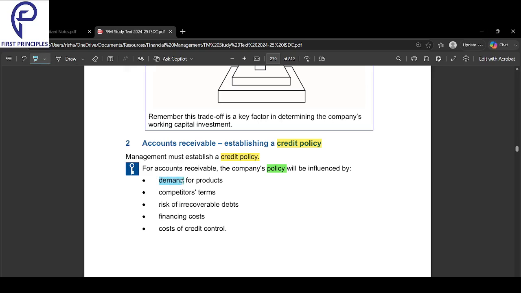If your demand is low, give a more generous policy. If your demand is high, don't be very generous, keep it strict. If your demand is low, you have to give. But if your demand is high, you can keep it strict.